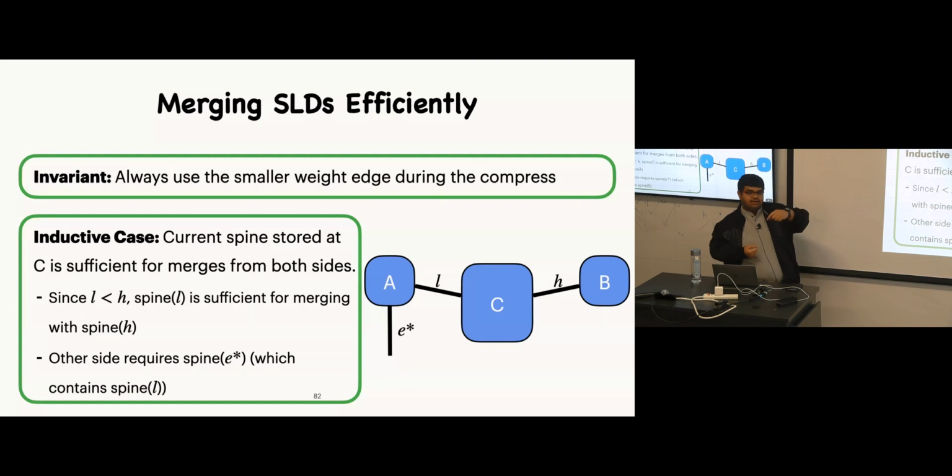And now we are adding the edge L, right? And since L has weight smaller than H, whenever the spine of H merges with the spine of L, it would always merge into some point higher than L. Right? So I guess that's the intuition. It's kind of a messy intuition, but I hope that makes sense. Any questions so far?